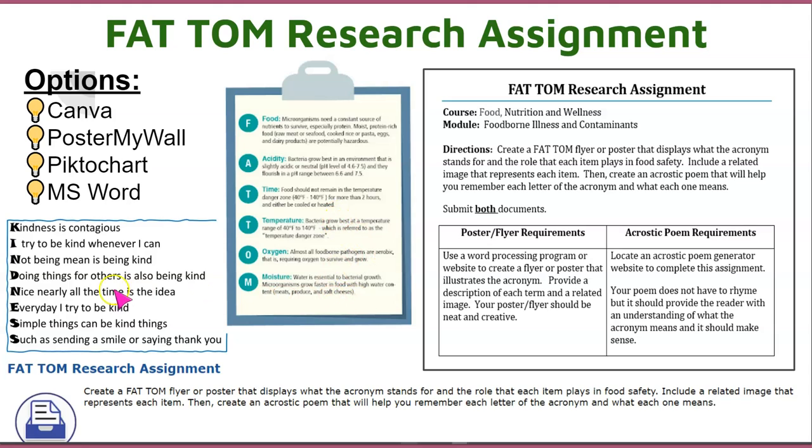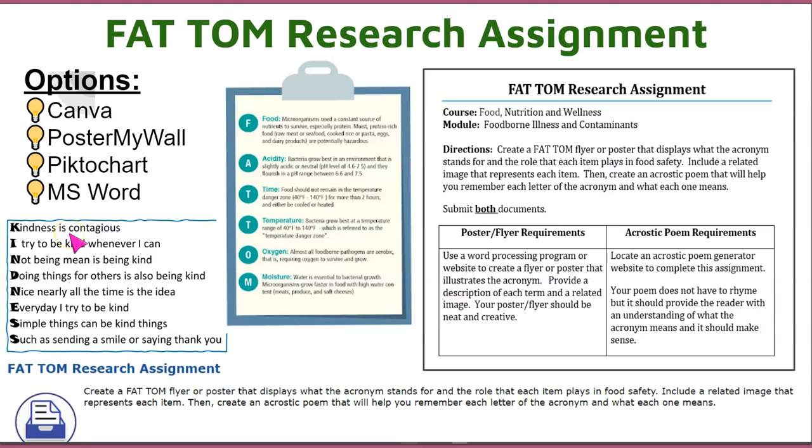Now for part 2, your acrostic poem, the first thing you need to do is make sure you know what an acrostic poem is, okay? And basically you're just going to take the word Fat Tom, and the first letter is going to be the first letter of each line of your poem, right? So here's an example of kindness. Okay, that's the word that you're using for this example. And each letter of the word kindness begins each line of the poem.